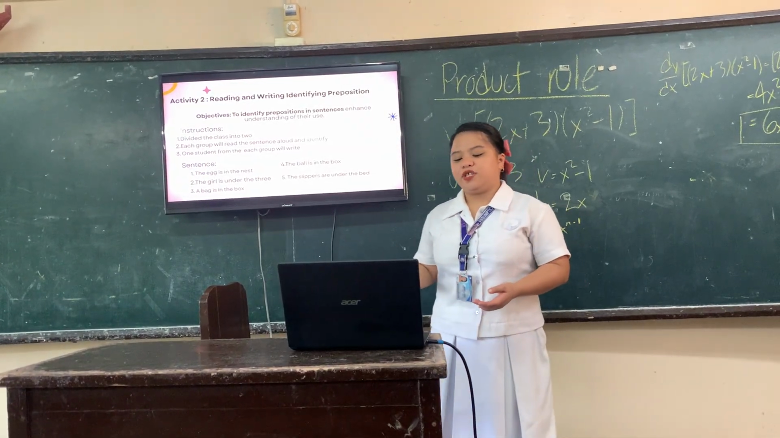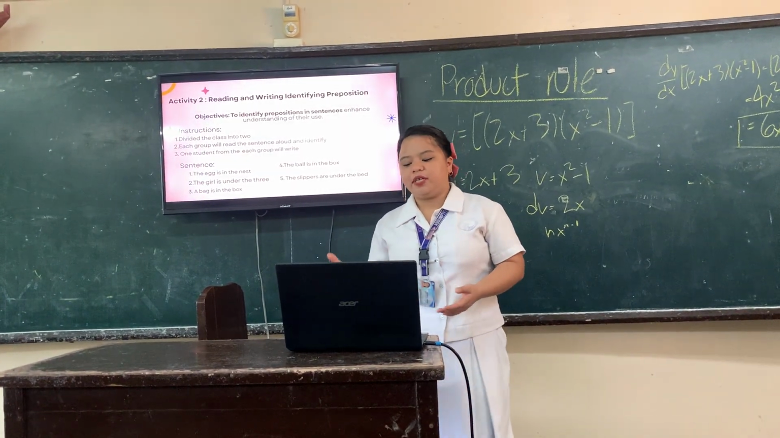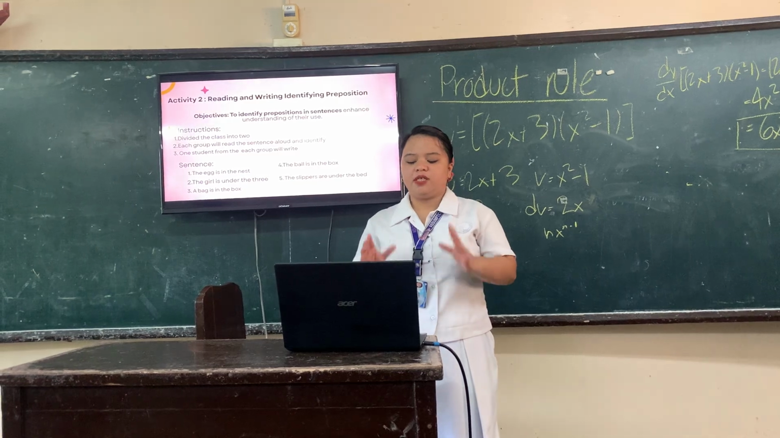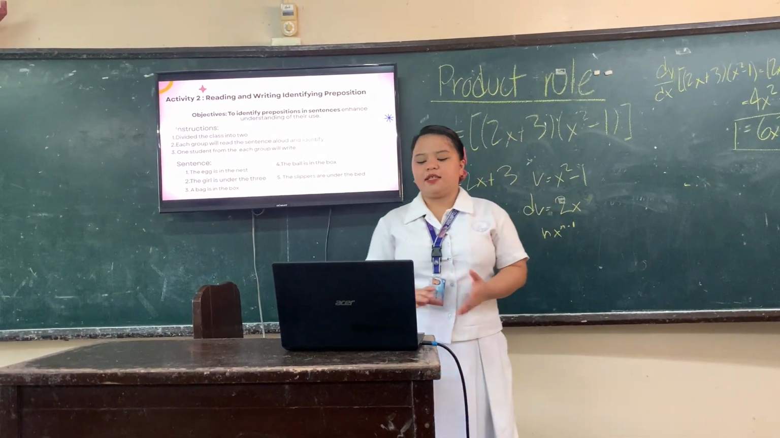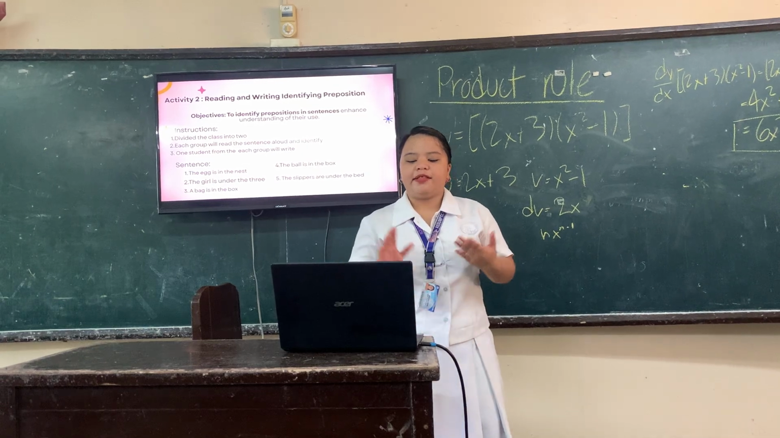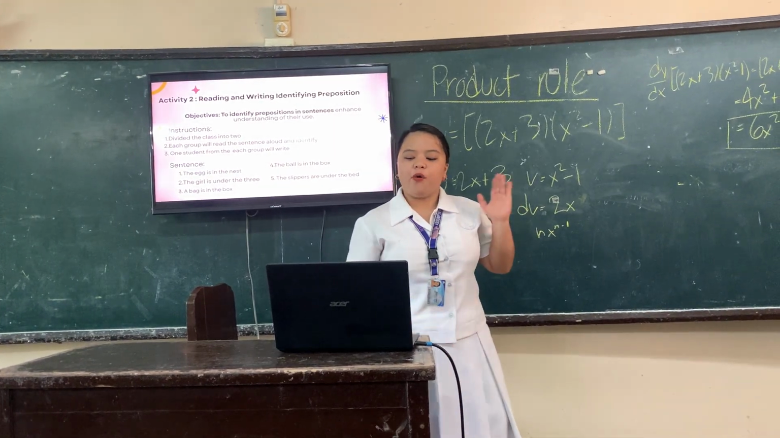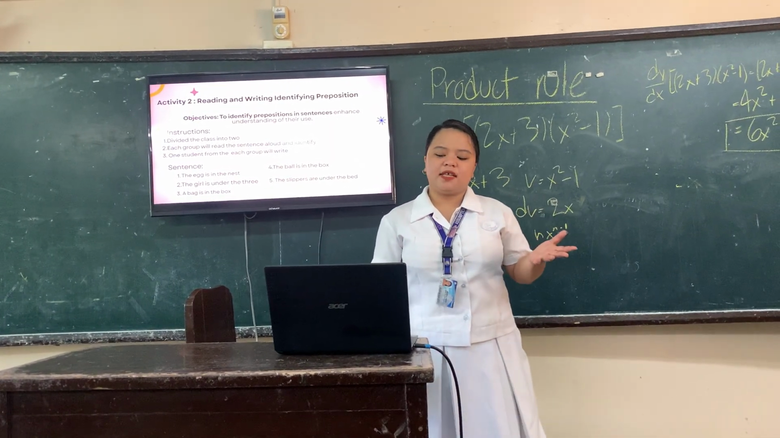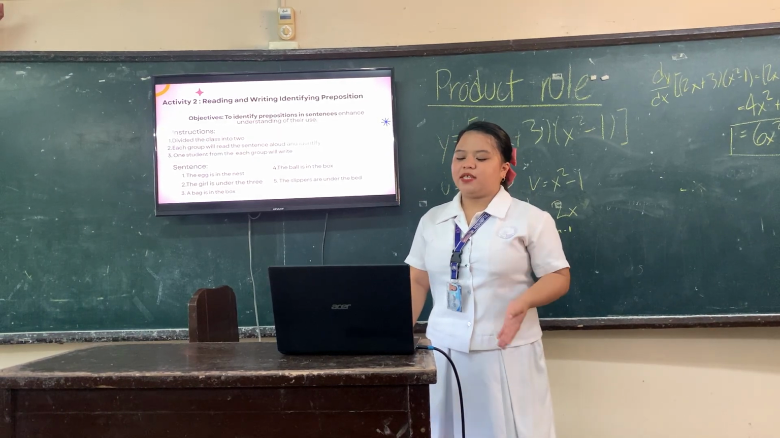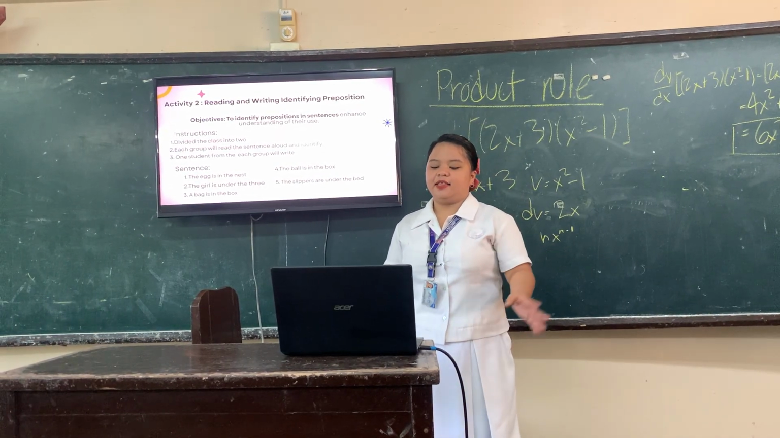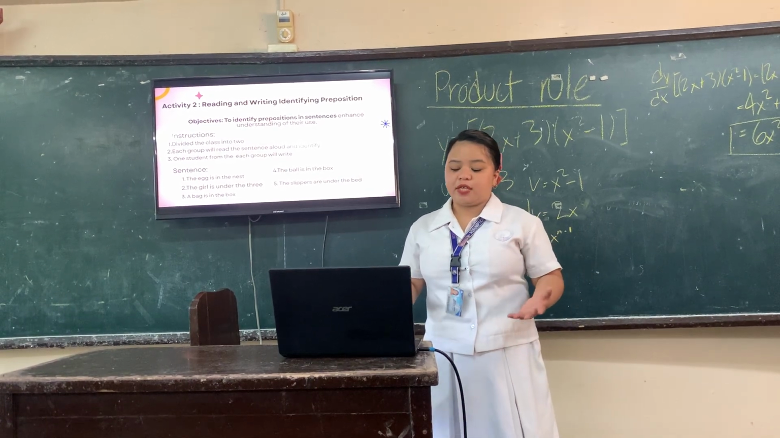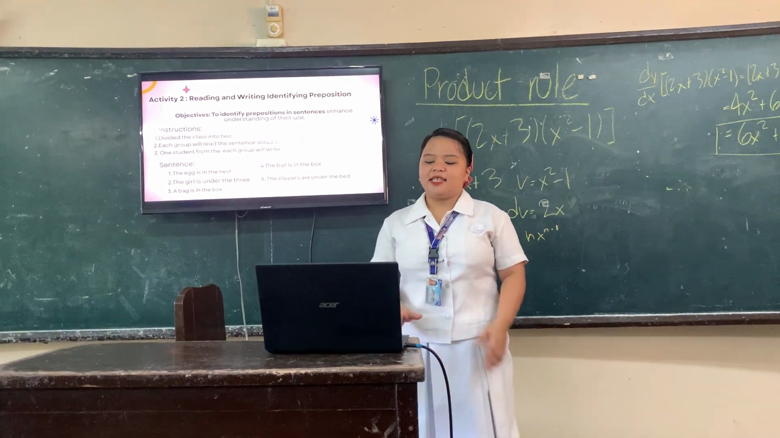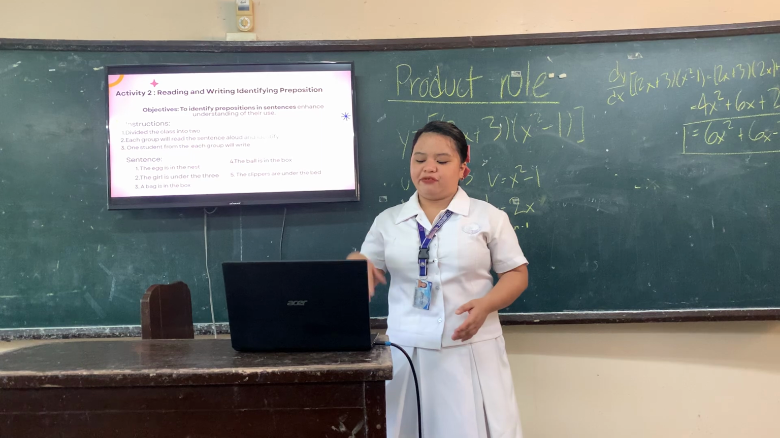You should be divided into 2 groups, and each group will read the sentence, and one student from each group will be presented. So the sentence, number 1, is: the egg is on the nest. What is the preposition of this? Yes, the preposition of this is in. The number 2 is: the girl is under the tree. What is the preposition of this? Yes, the preposition of this is under.